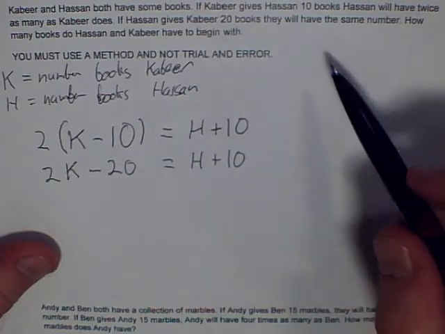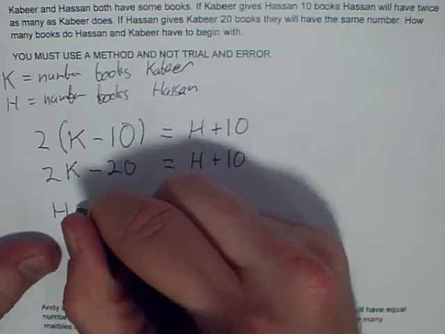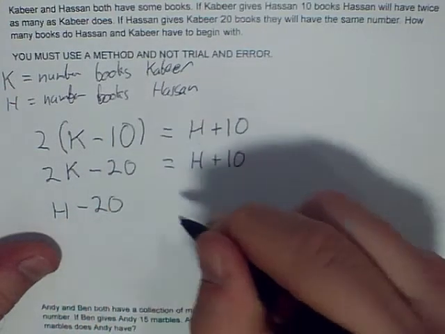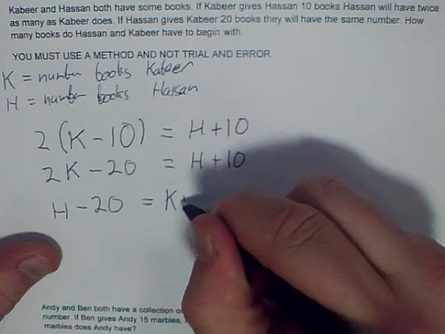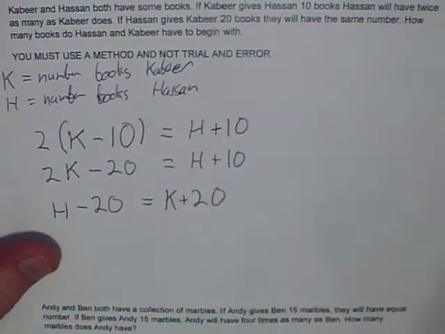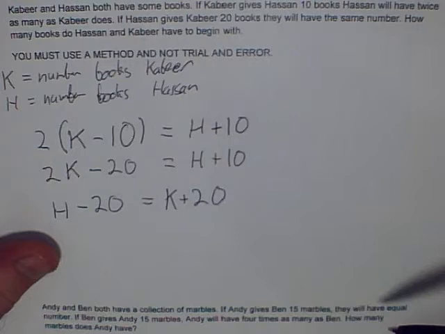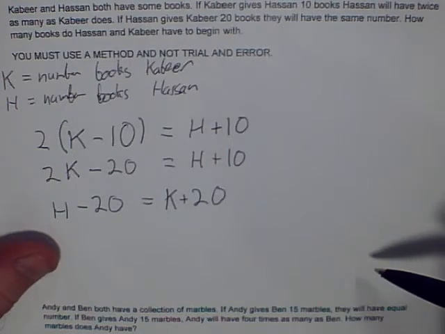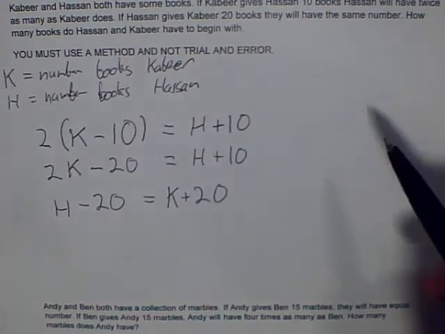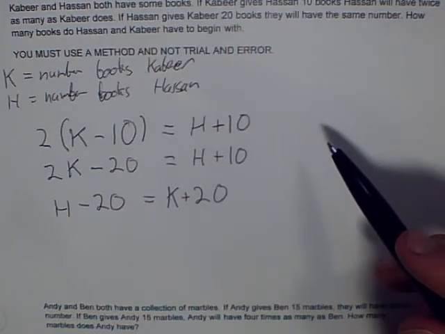Let's have a look at this next one. If Hassan gives Kabir 20 books, so we've got h, he gives 20 away, and Kabir gets those 20. That's fine. They'll have the same number because those equal each other. Right. Now, how am I going to work with this? I think there are multiple ways you can do this, but I suspect an easy way might be to look at substitution.